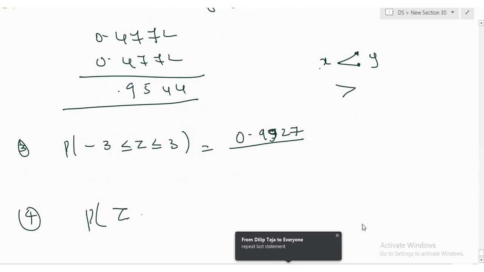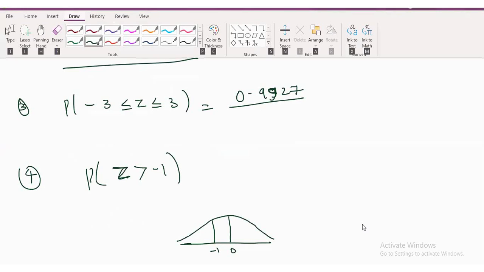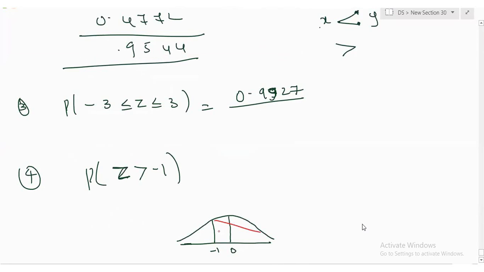Find out the area z greater than -1. What is this? Z greater than -1. How to mark this? First, draw the picture. This is 0. Where is the -1? -1 is here. Agreed? So what is the area he's asking? This area, right? Yes or no?